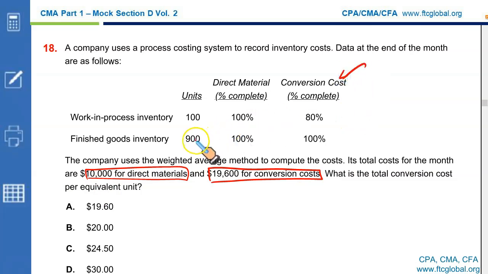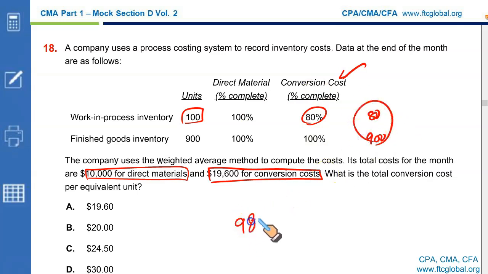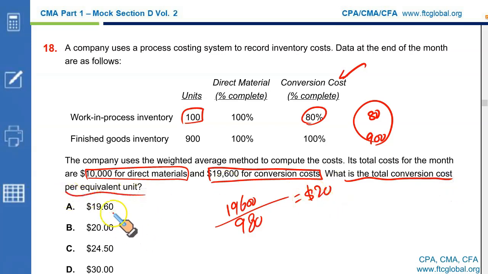So for conversion cost, 900 units of finished goods are 100% complete, so EUPs of conversion cost are 900. Work in process 100 units is only 80% complete with regard to conversion cost, so that's going to be 100 times 80%, that's 80. So the EUPs of conversion cost are 980. The conversion cost under the weighted average method is 19,600. 19,600 divided by 980 gives you the rate of $20. What is the total conversion cost per EUP? That's 20. B is the correct option.